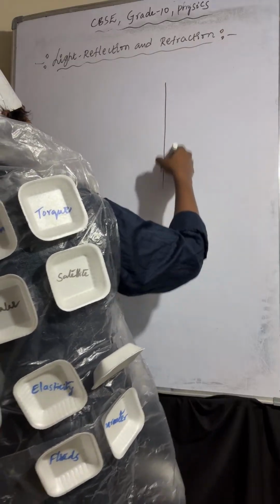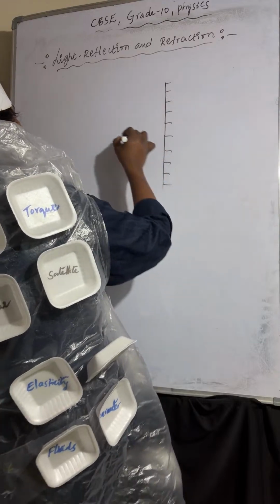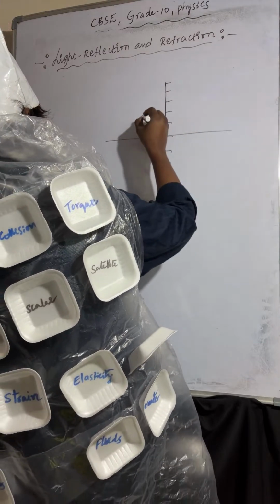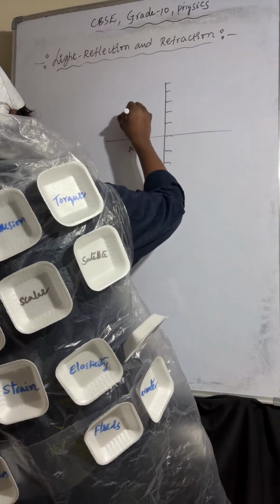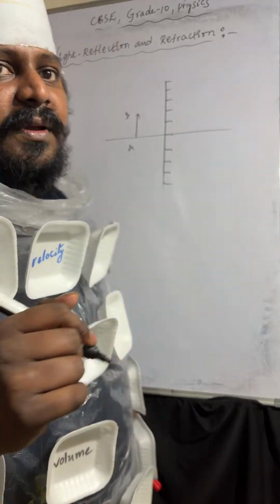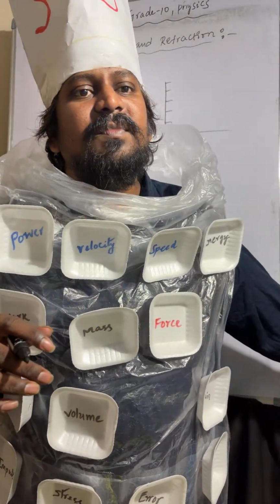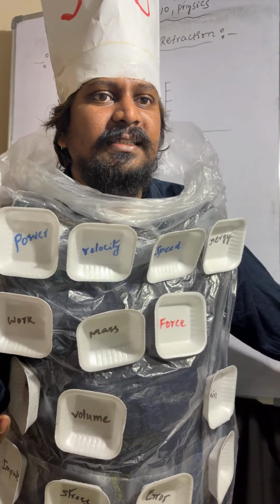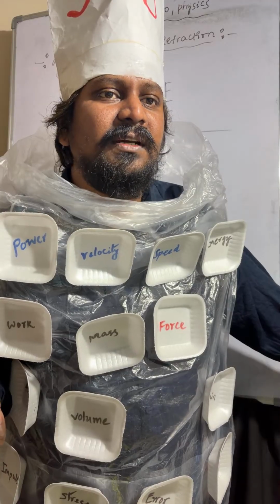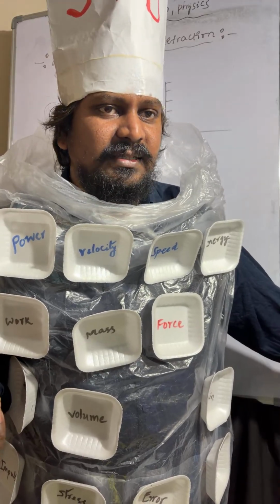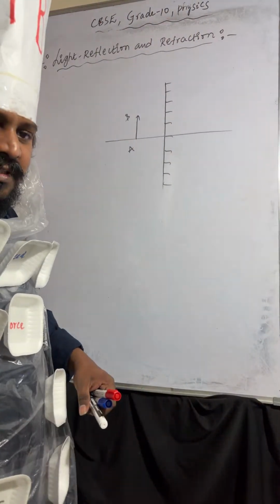Nature of the image formed by the plane mirror. So you can see here, this is A and B. How many light rays are required to form the image of the object? Minimum 2 light rays are required to form the image of the object.